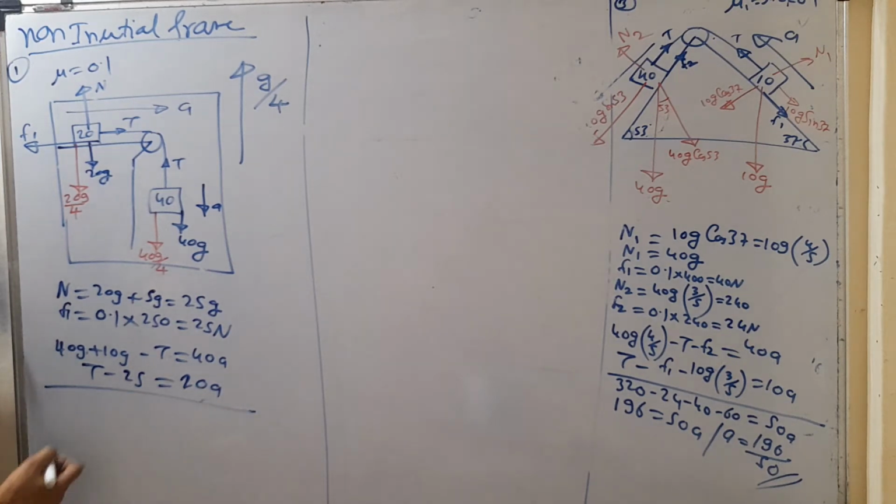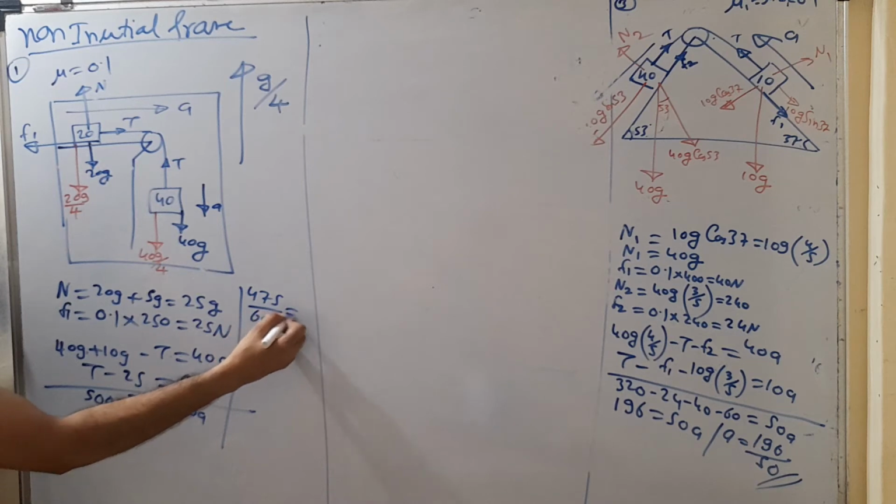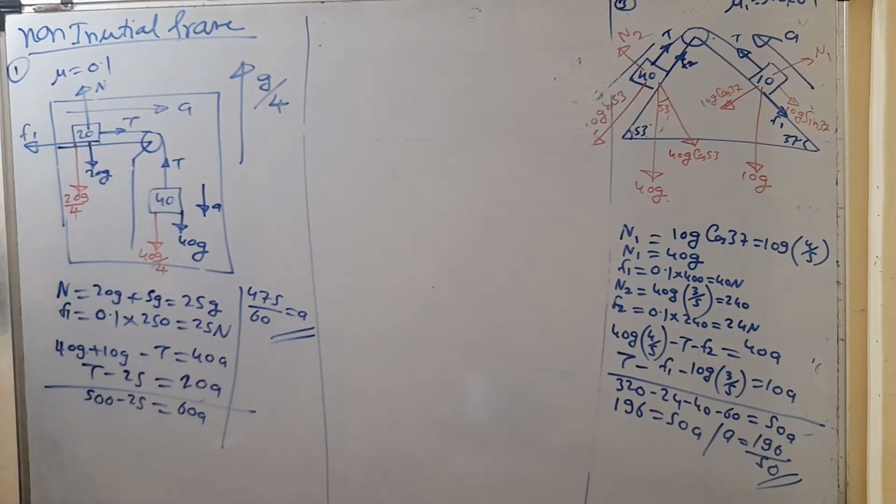You can add these two. So 50g, T is cancelled, 50g minus 25. 50g is 500, minus 25 is equal to 50a. Now you can get the acceleration. So 475 by 50, that is the acceleration of the block. And by substituting this acceleration in any equation, you can get the tension in the string. Understood?